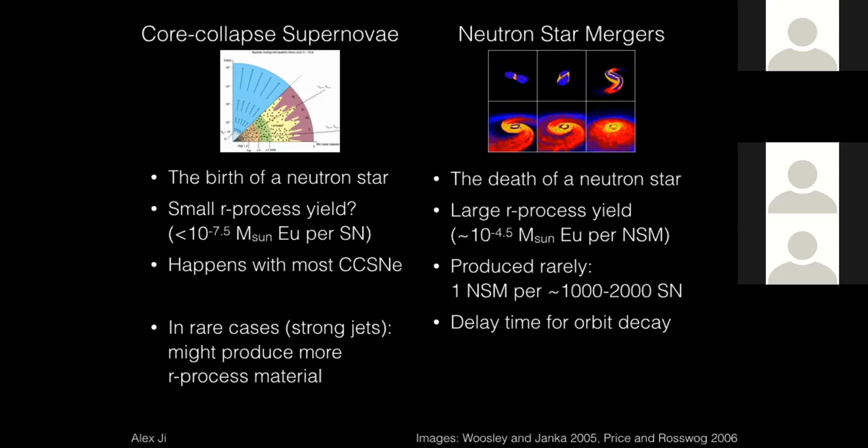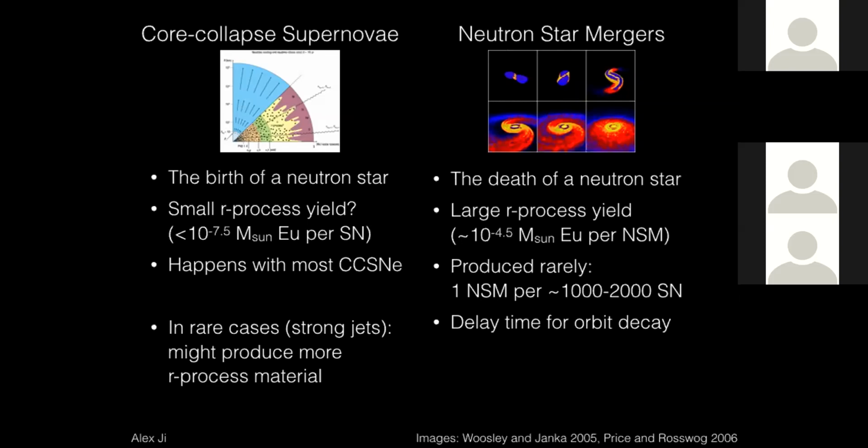Okay, so one of the ways you might be able to distinguish between these two types of R-process sources is if you could actually look in the very early universe and see what the composition of the universe was at that time. So if you had something like a core collapse supernova going off all of the time, you might have very small amounts of R-process material. And if you have a neutron star merger, most of the things should have no R-process material, and then every once in a while, you should see a whole bunch of it.